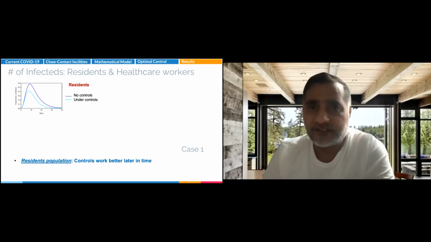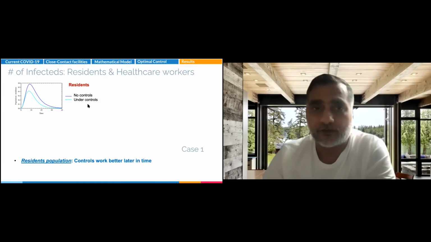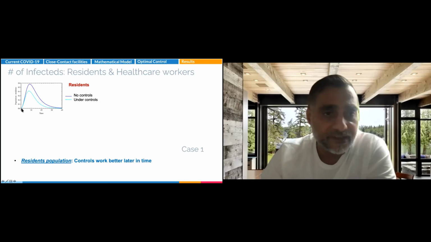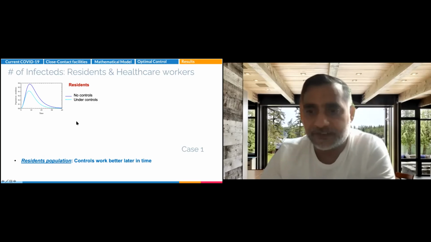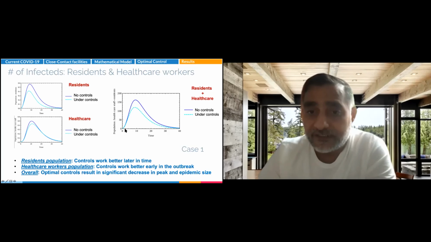So we wanted to see what is happening in different populations also, as the number of infected in the residents, with controls and no controls. With no controls, what we were seeing in the resident populations is that controls work better later on. You see this fluorescent blue is above the darker blue ones initially. So controls were not very helpful in the start, but were very helpful later on in the resident population. Whereas in healthcare populations, controls were better early on, but later on were not better. If we subdivide the population and see what is going on. But if you take both populations into account, then the controls were better everywhere. So it kind of averaged out the impact of these two, to show this picture here.